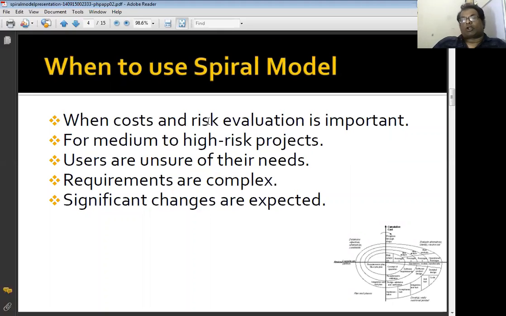We use it when cost and risk evaluation is important. Two things are very important. When you have to look at the overall project cost, which increases suddenly and gives you a high cost, which suddenly makes your revenue low, then definitely you have to look into a system which can be corrected. In the waterfall model, the plan is implemented and the money is already spent. If you try to come back or recover, it is not possible. This can never be.